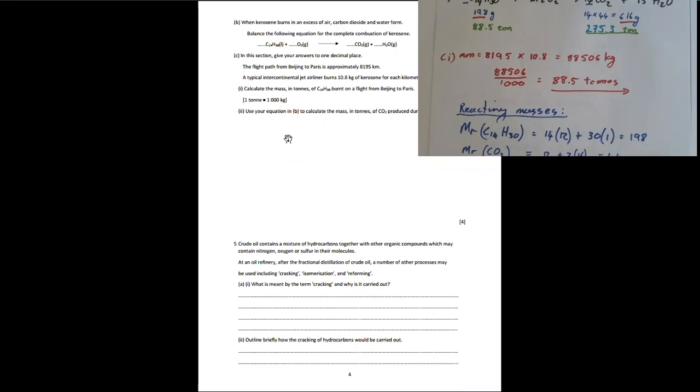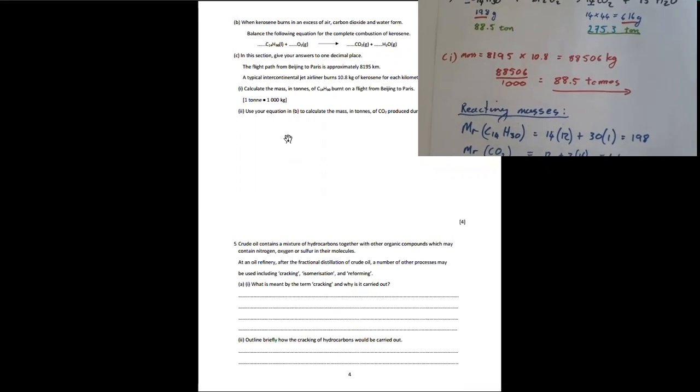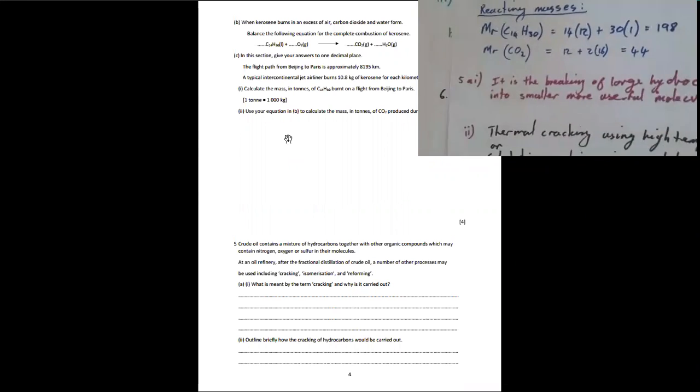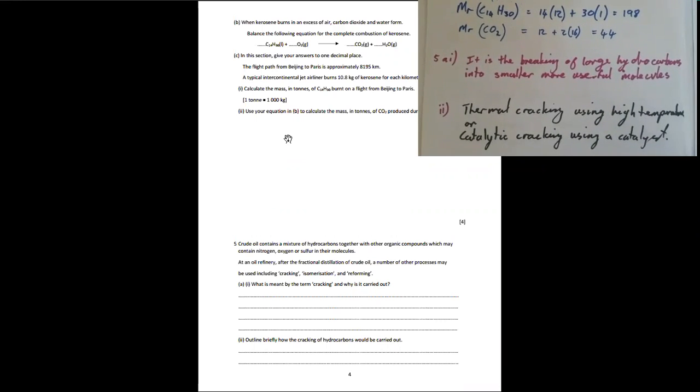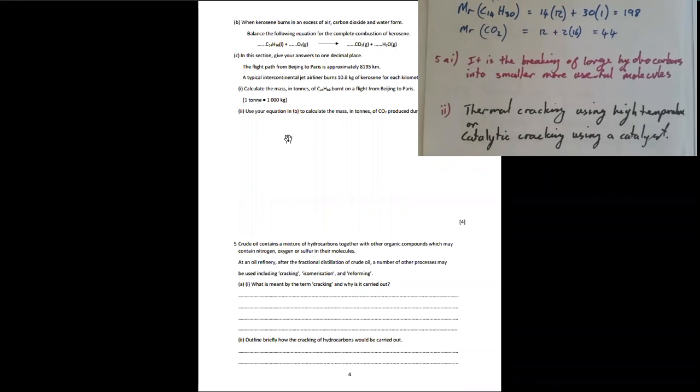What is meant by cracking, and outline the cracking of hydrocarbons? So what is cracking? Cracking is the breaking up of large hydrocarbons into smaller, more useful molecules. Okay, and then we get two different types of cracking. We get thermal cracking that uses high temperatures, or we get catalytic cracking that uses a catalyst. And that scores you the marks in there.